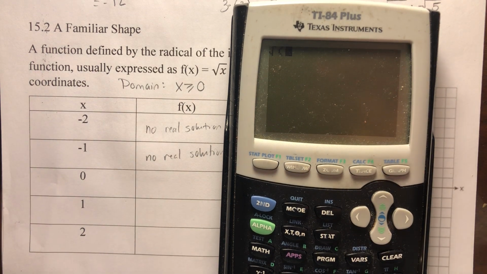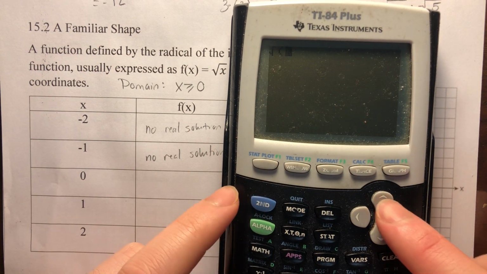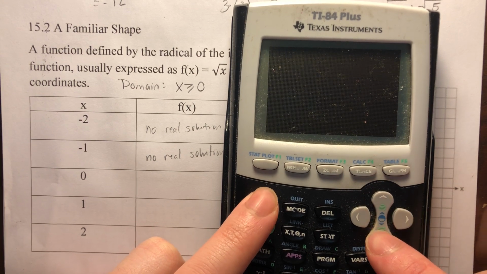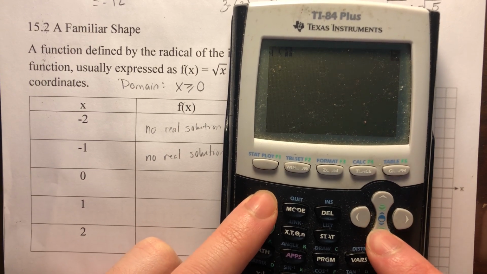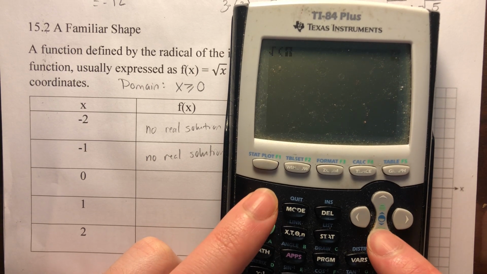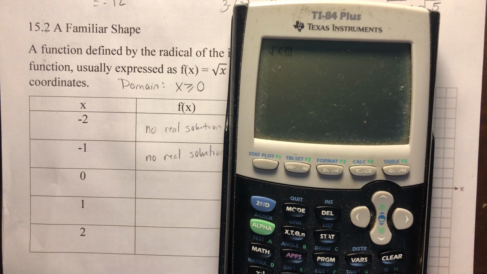Make sure we can see that. Good. Actually, let me make it a little brighter. Oh, it's too dark. That looks better. All right.